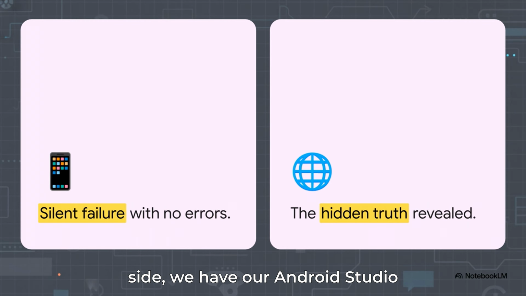On one side, we have our Android Studio emulator. To the user, it's just a sleek, polished interface that is, well, currently broken. But under the hood, that's the network layer. That is the hidden truth. We're going to use a specific tool to strip away that shiny UI and expose the raw data flowing between our app and the back-end servers. Basically, we're going on a bug hunt.